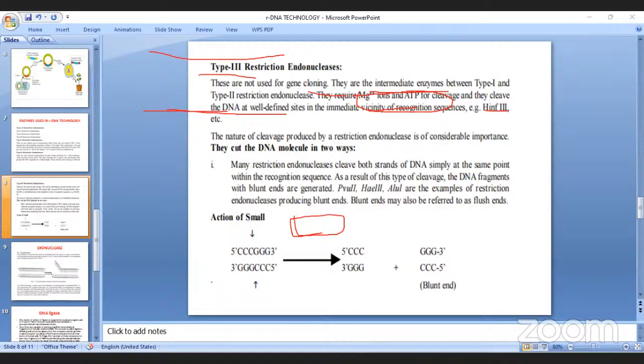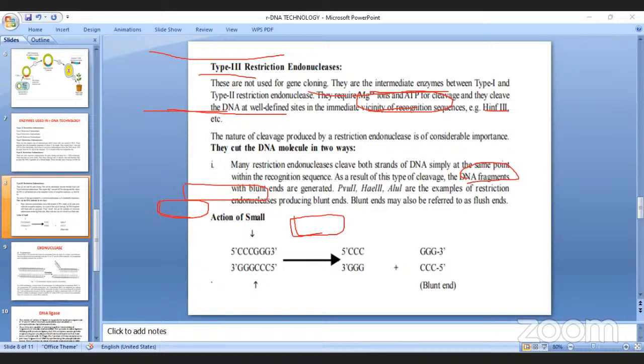Another one is restriction. Both strands of DNA are cut at the same point within a special recognition sequence. As a result of this cleavage, we get DNA fragments with blunt ends. That is the first one.